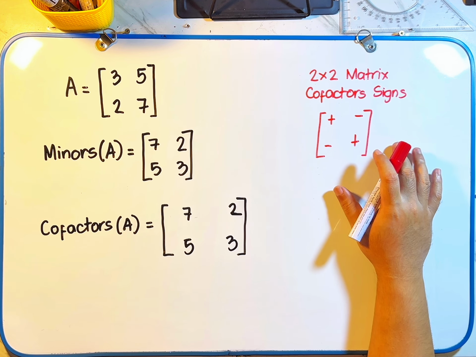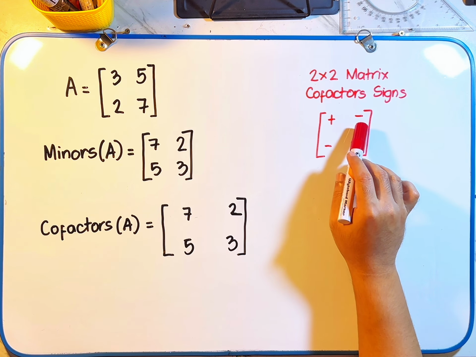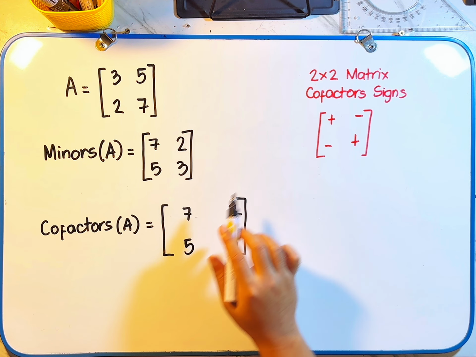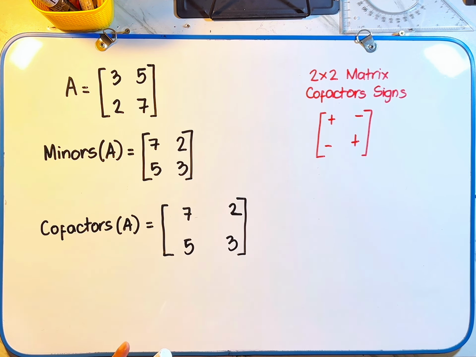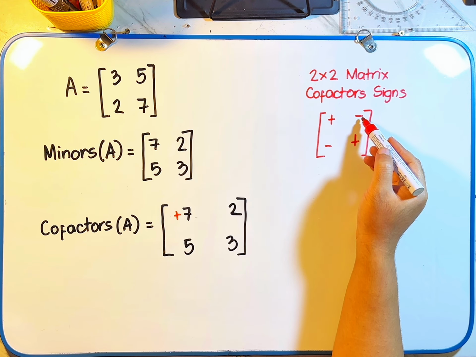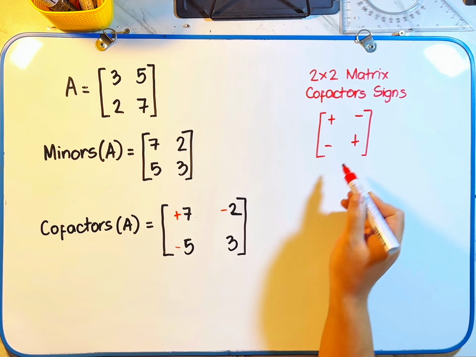So, this is the 2 by 2 matrix cofactors sign convention. It means all the elements inside, we have to apply these signs. So, for example, for this value right here, 7, that's positive. So, just write positive. And then, for this element, this is negative. This one is also negative, and this is positive.